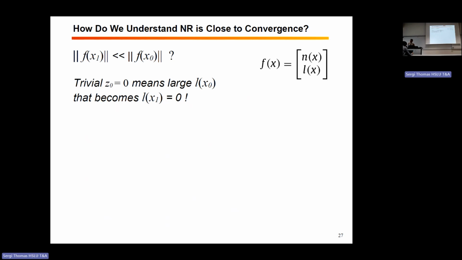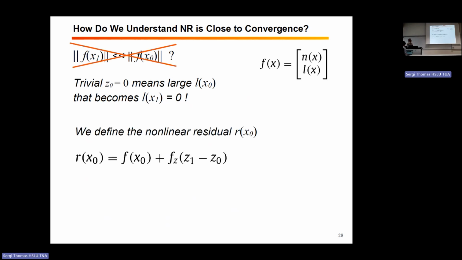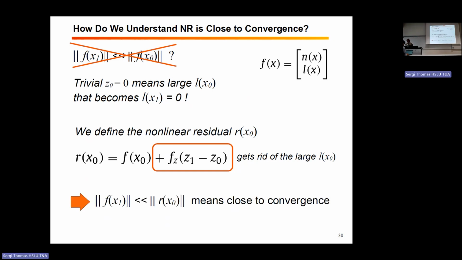We have to remove the effect of this linear part. So we have to define this nonlinear residual, which is the residual plus this term. And what this term does is basically to get rid of the effect of these large linear residuals, which go to zero anyway, as I showed you. This is the really important thing. So the criterion is if the residual after one iteration is much less than the nonlinear residual with the initial guesses, then, there are counterexamples, but in most cases it means we're actually close to convergence. So we have to turn this criterion into something that can be expressed in some tangible way.